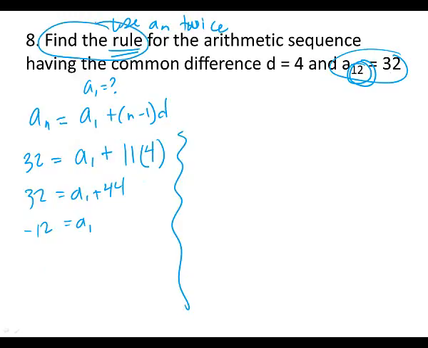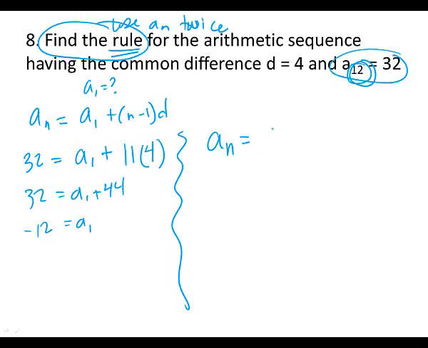Now, that only gave me a sub 1. Did I find the rule? No. And likely it's multiple choice, so hopefully you would realize, oh, I need a formula, right? I need to put it back in. You're going to look for one that has a -12 in there, hopefully. Maybe. So, all these are multiple choice? Not all of them. There's a few that you have to write out.